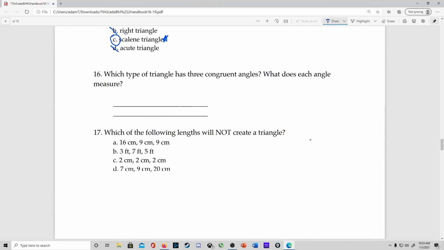Which type of triangle has three congruent angles, right? That's going to be our equilateral. And what is the measure of each? Well, if you have three angles that are the same, and you know every triangle is 180, and you divide by 3, you get 0, 6, 18 is 0. 3 goes into 0, 0 times, so 60 degrees.